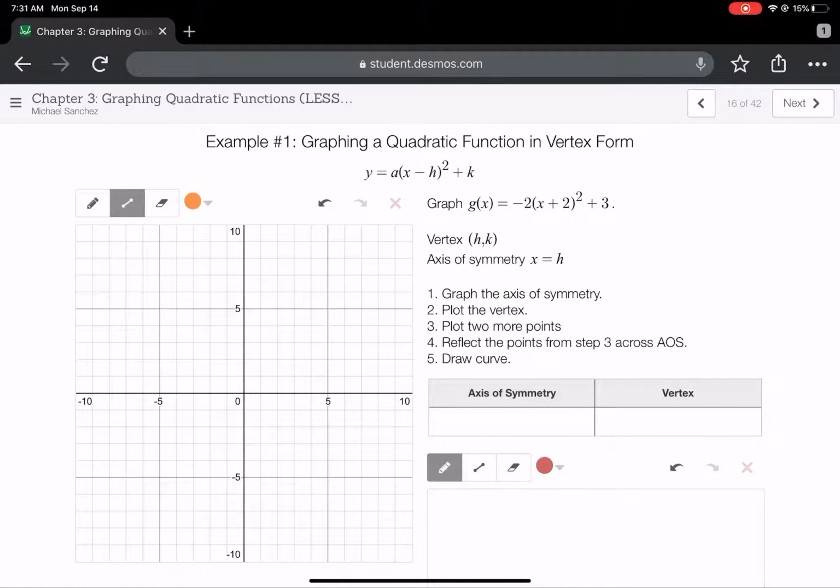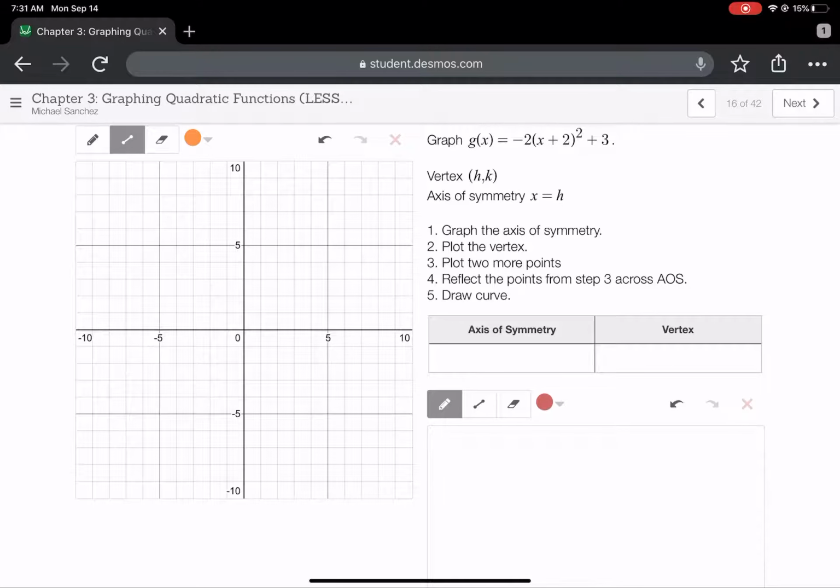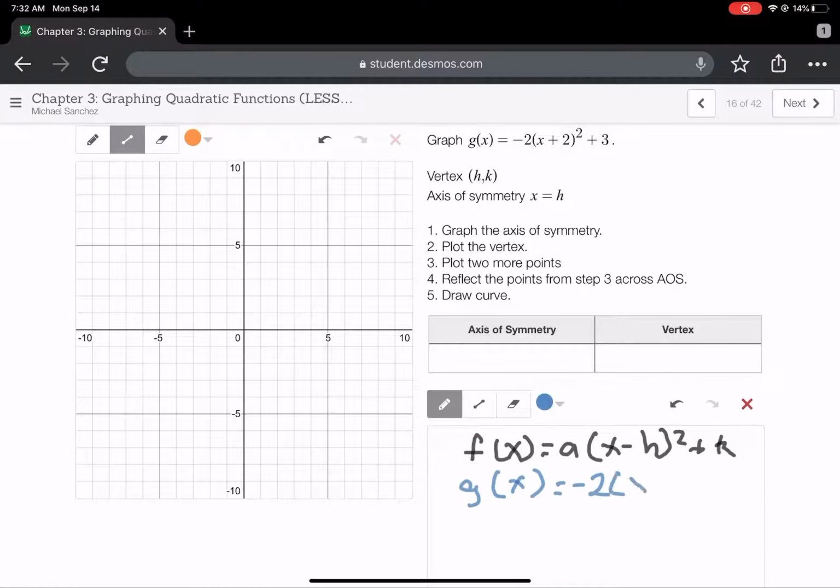So for example number 1, we're going to be graphing this quadratic function g(x) = -2(x + 2)^2 + 3. So this one's actually fairly simple. What I'm going to do is show you our vertex form, which is a(x - h)^2 + k. I'm going to also write our function right down here, which is -2(x + 2)^2 + 3.